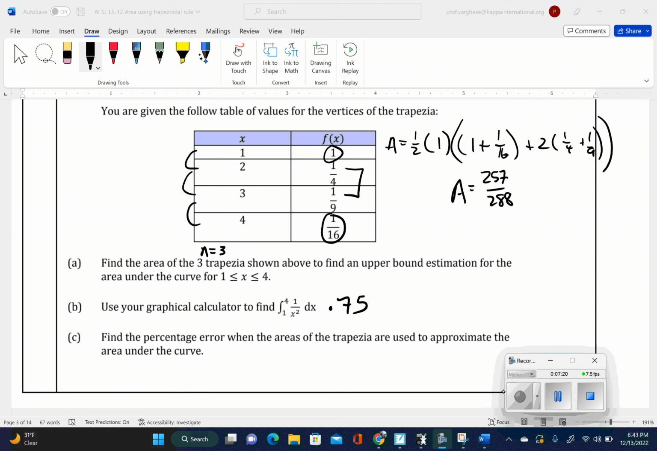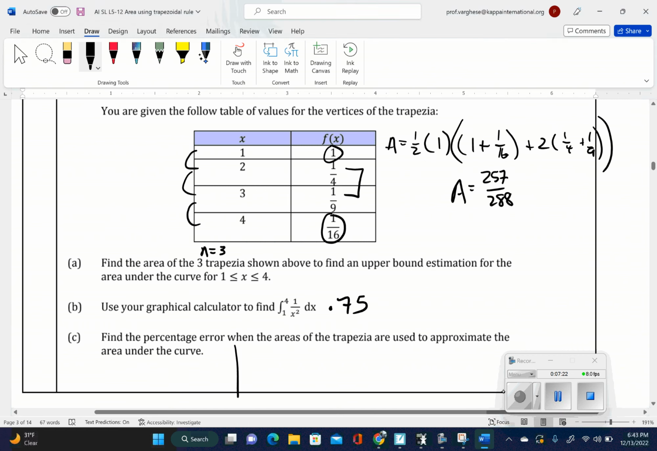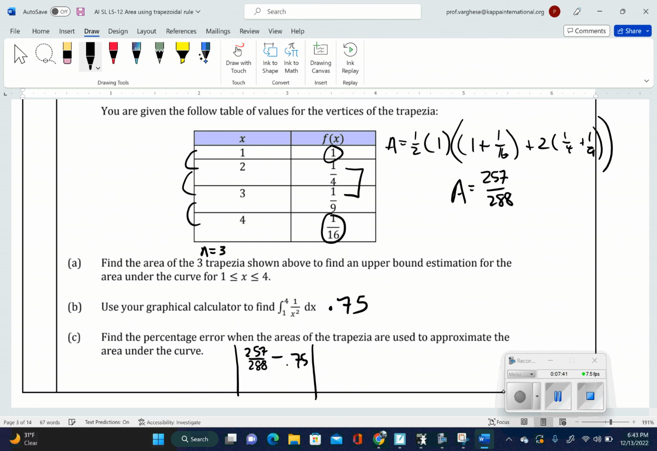So I'm going to take my value that I'm doing absolute value, and I'm going to take my value that I got from part A, which is the approximate value, which is 257 over 288 minus my exact value, right? This is what my calculator gave me, which is 0.75. And I'm going to divide that by the exact value, which again is 0.75. So I'm going to put that on the bottom. And then I'm going to multiply this whole thing by 100.